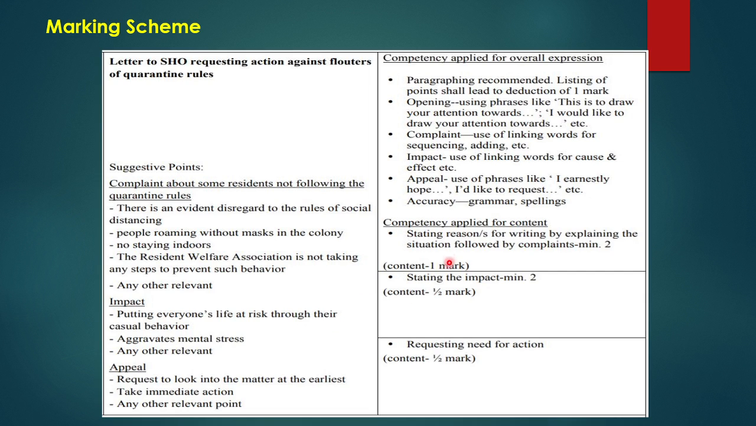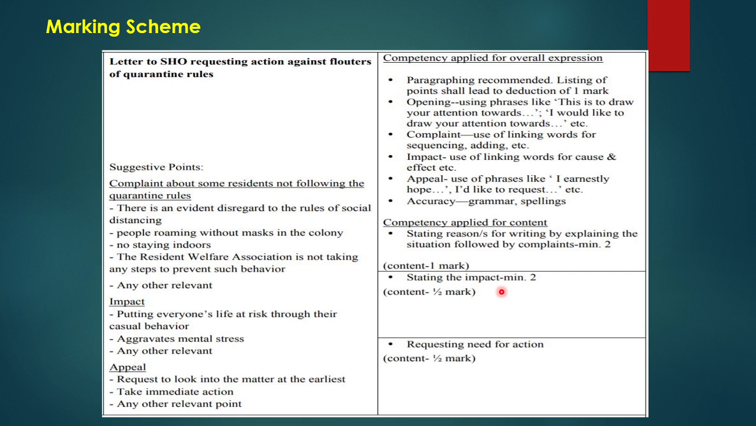Then they say that when you are writing the content, stating the reason or explaining the situation followed by the complaint, there should be minimum 2 points for that. So out of these, there should be 2 points. If you are taking any other relevant point also, there should be 2 points.